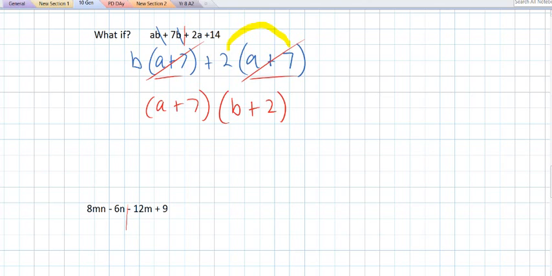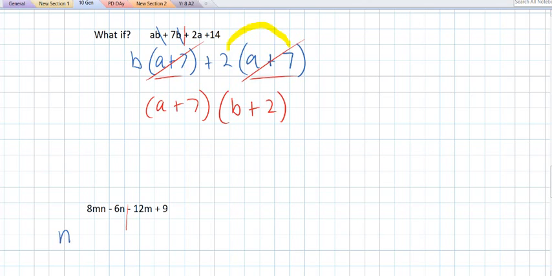Alright, Demir, what'd you get on the left? What's common on the left hand side that we can take out? The n. Beautiful, the n's common. What else is common on the left? Is there a number that we can take? No, there's no numbers. Actually, yeah, there is. What goes into both 6 and 8?